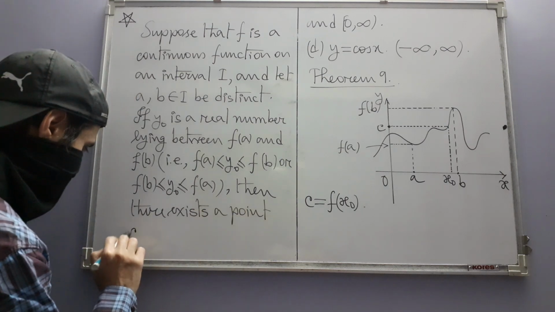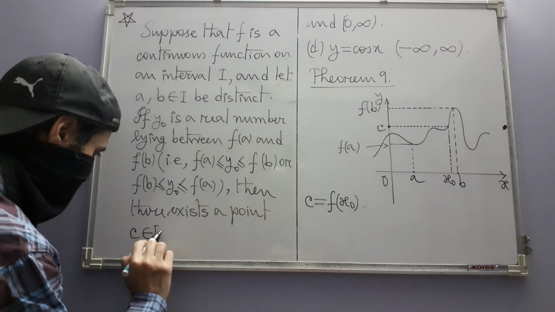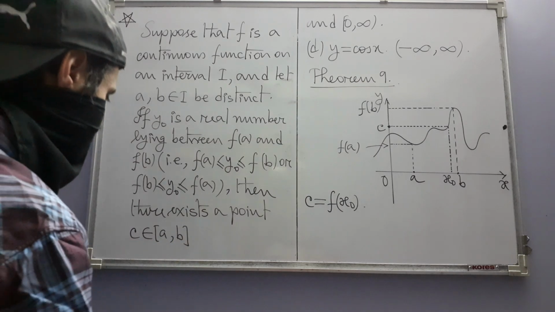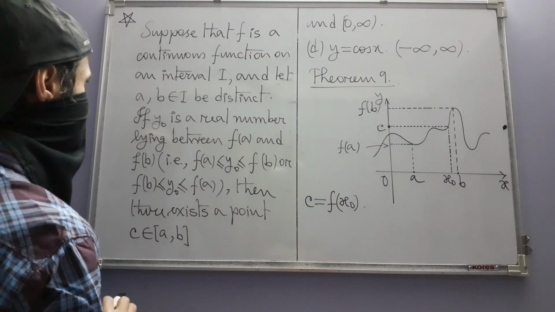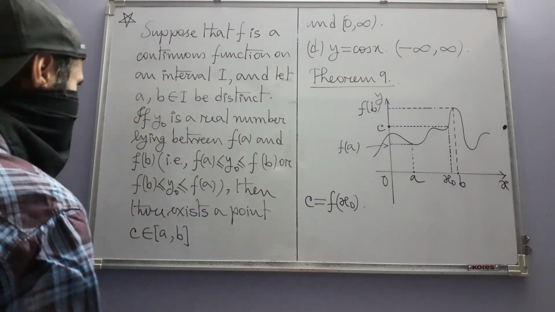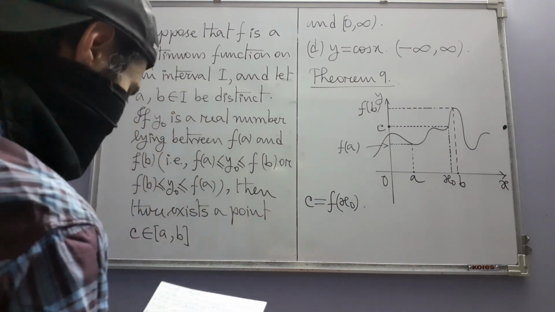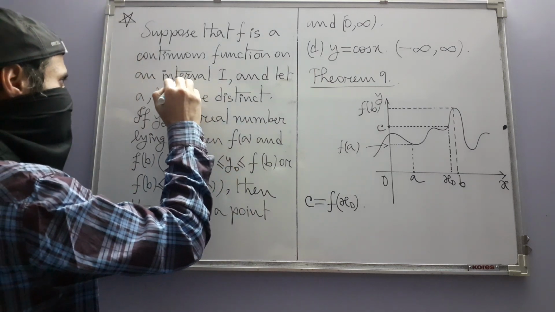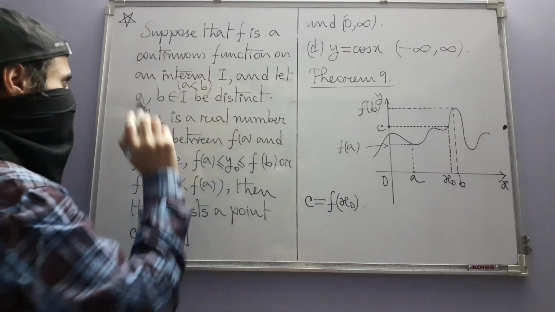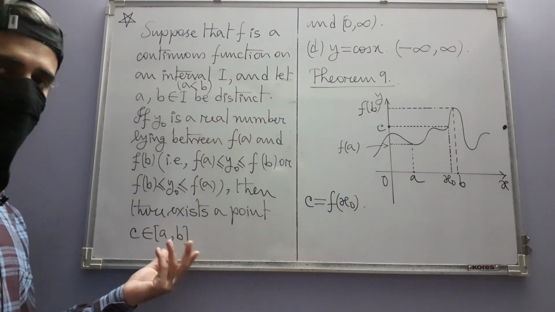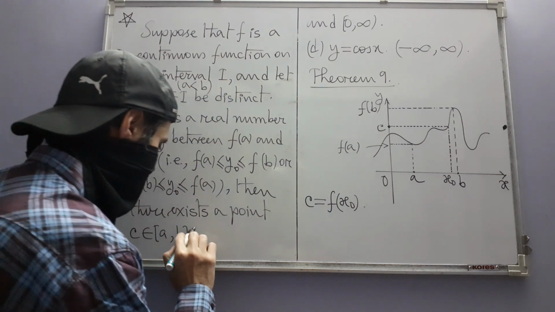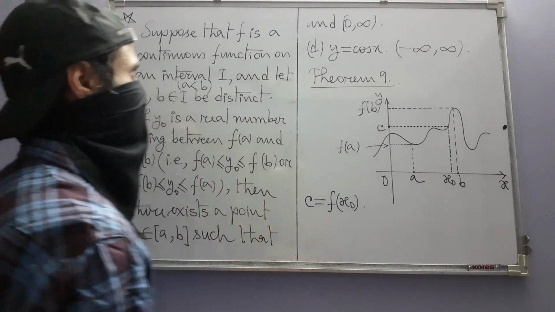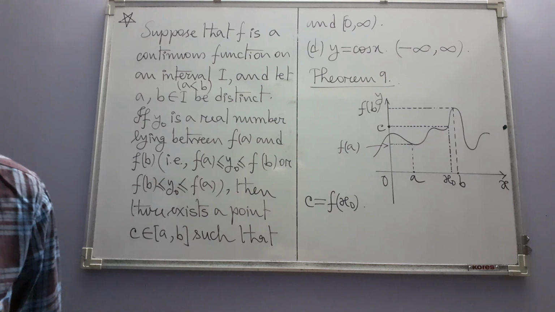Then there exists a point c in the closed interval a comma b. Oh, I forgot to mention that a is less than b. Nothing like that actually has been given here. For specificity, let me just assume a to be less than b, because otherwise this is empty, such that y naught is equal to f of c.